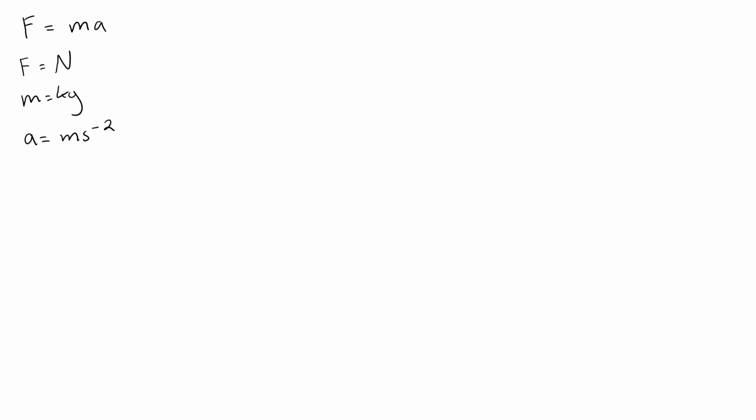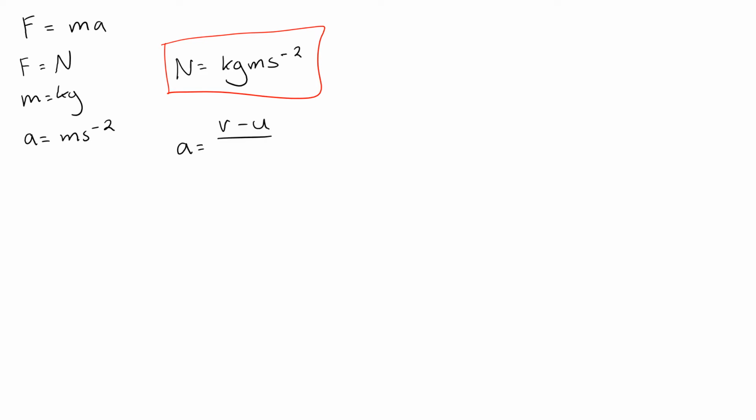So, you can tell just from the equation that a newton is measured in kilograms meters per second squared. It's called unit analysis. It's very important. Also, we know that acceleration is equal to final velocity minus initial velocity divided by time. So basically this is also an equation.